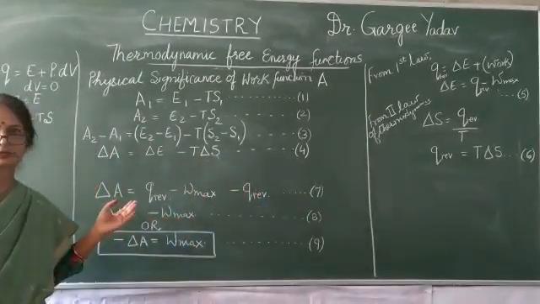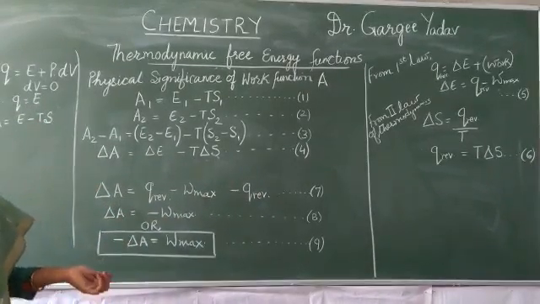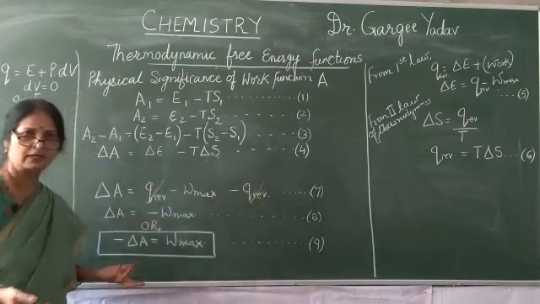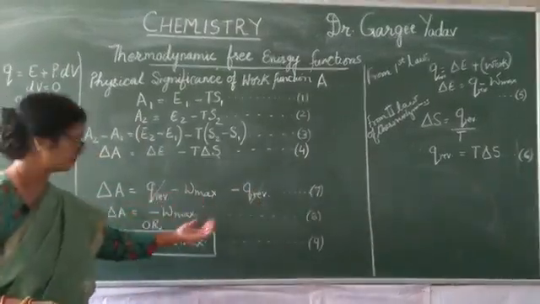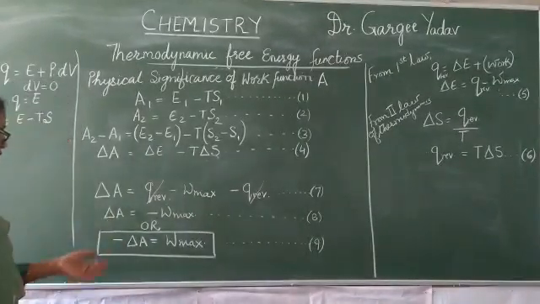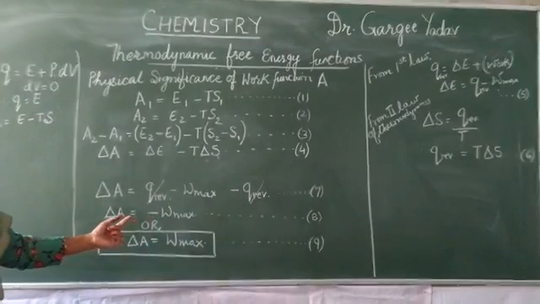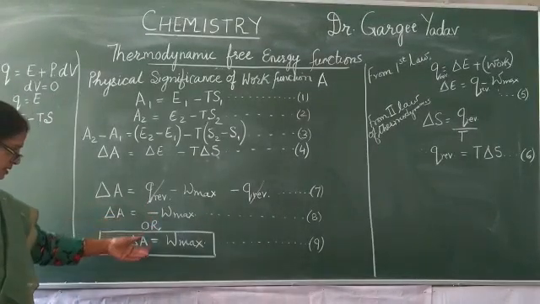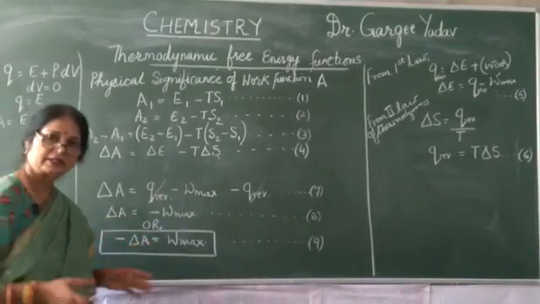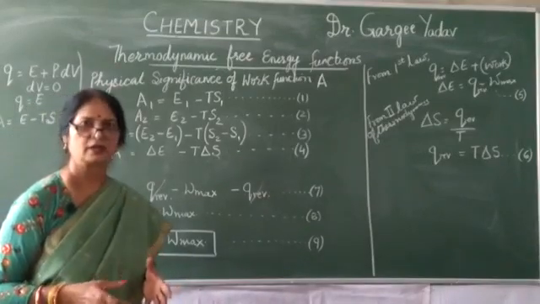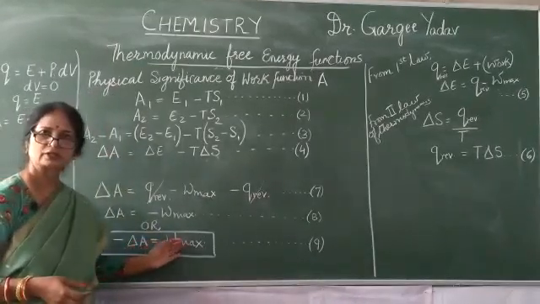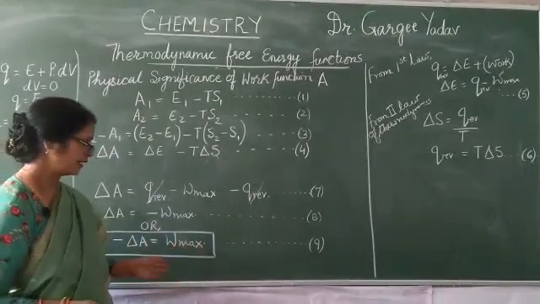Now let's look at equation number 7. What we have? This Q reversible will get cancelled, and what is remaining is minus W. So delta A, the change in the work function, is equal to minus W. Or we can write it in this way also, that minus delta A, meaning the decrease in the Helmholtz free energy function or work function, is equal to how much? W.